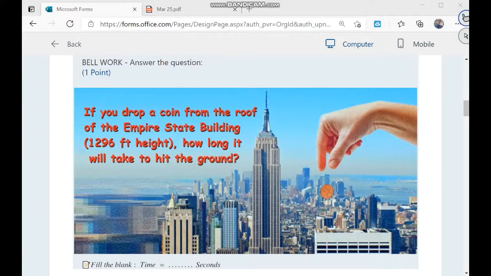So think about the bell work, think about your guess, your number, a few seconds, several seconds, a minute, I don't know, but later we will learn how to use a formula to solve this question. Let's move on.